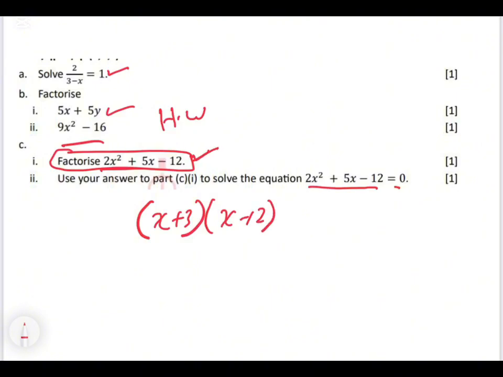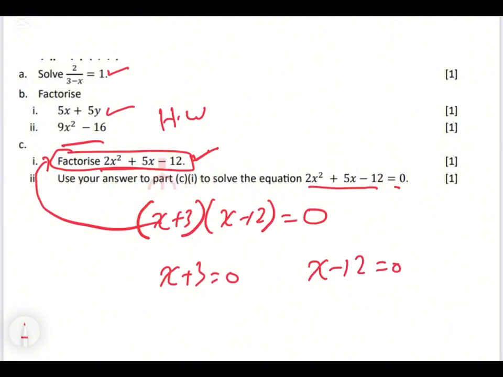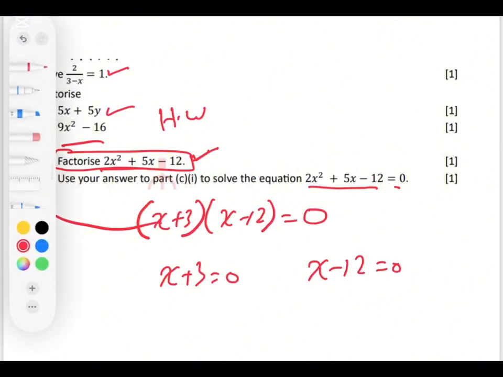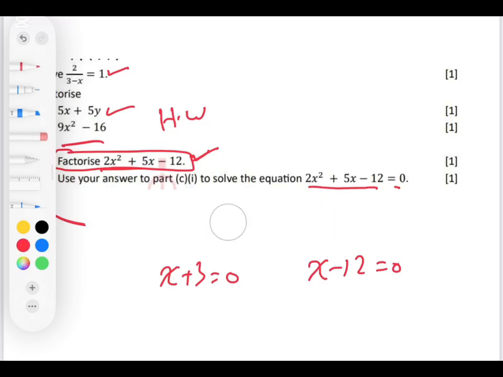You factorize this, this is the answer of part 1. For part 2 you have to take each bracket equal to 0, put both the values separately equal to 0, and then find out the value of x for part number 2. Okay, I'm just giving an example, I'm not saying this is the answer of this part.